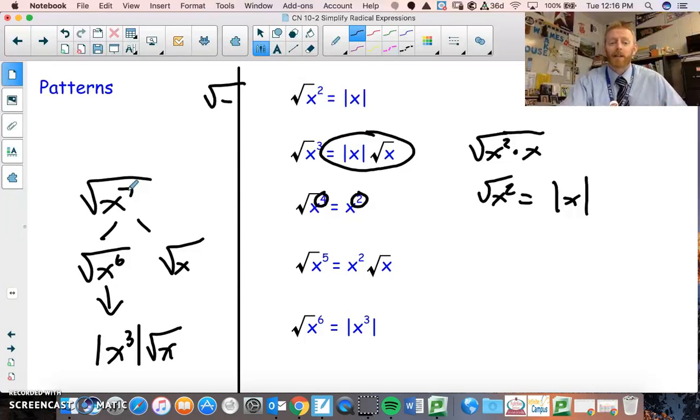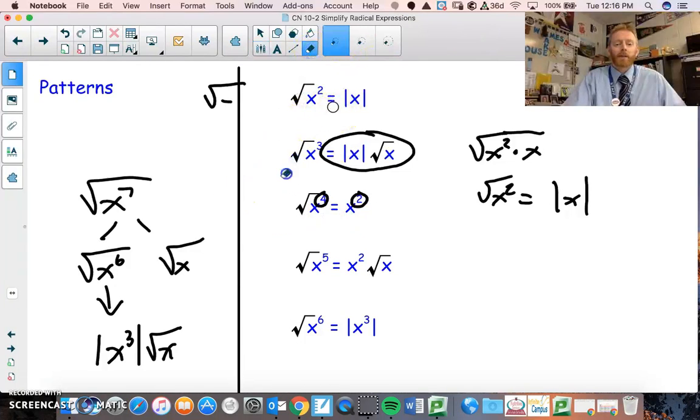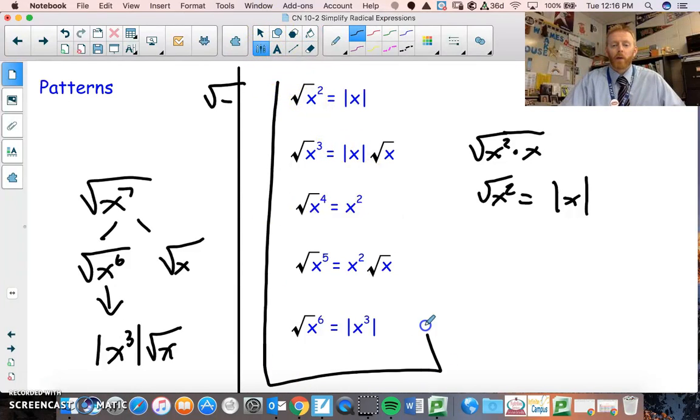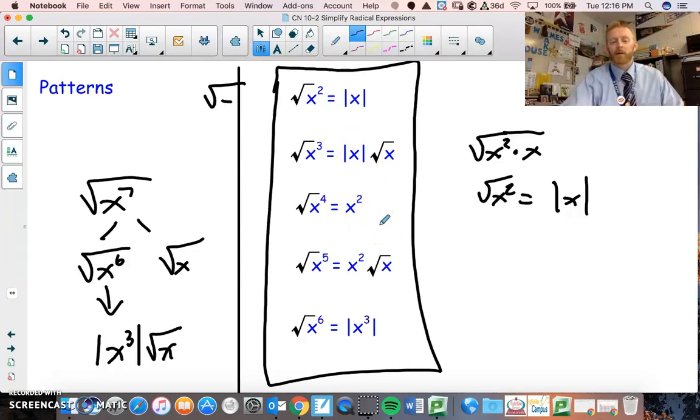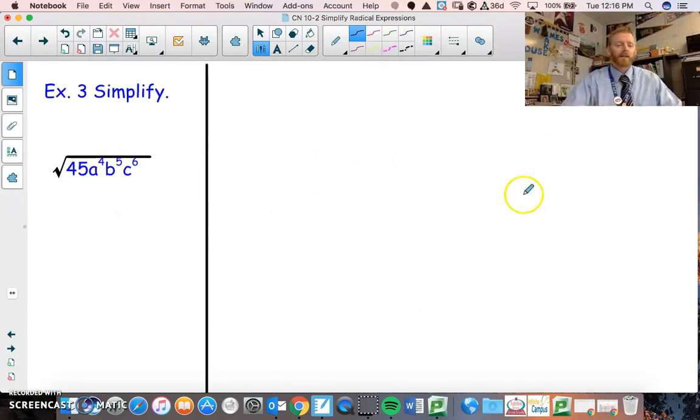So let's see what our last problem looks like. Now you might want to write some of this stuff down as good reference material on how to simplify things. And you'll notice, hopefully, a pattern with when we need the absolute value bars and when we do not. As long as we have an even number coming out, we will have the absolute value bars. All right, so check this out. Are you ready? Here's our very last problem.